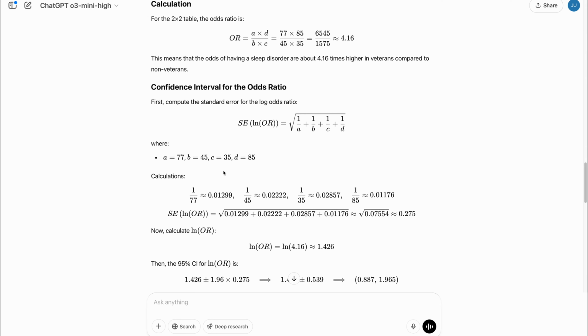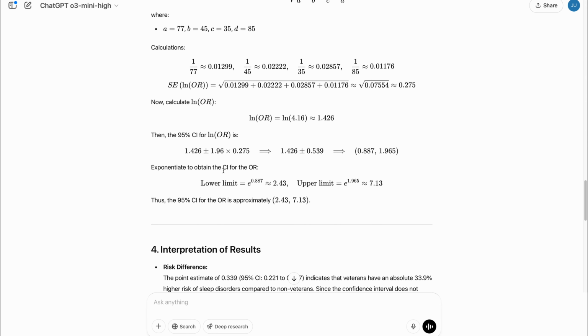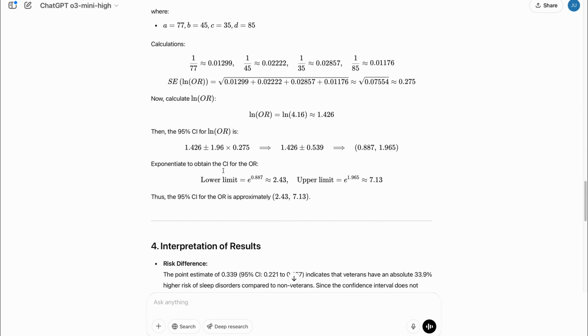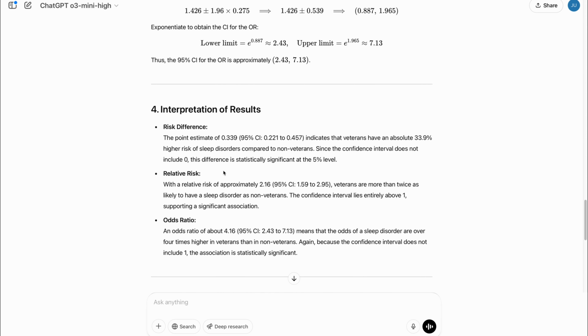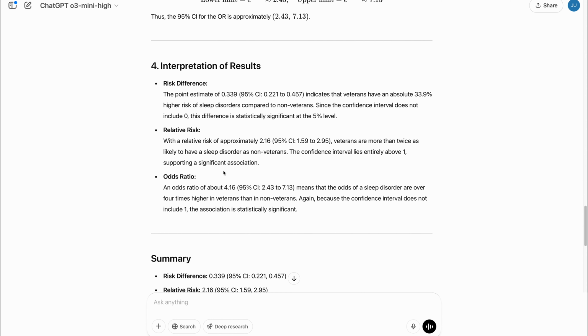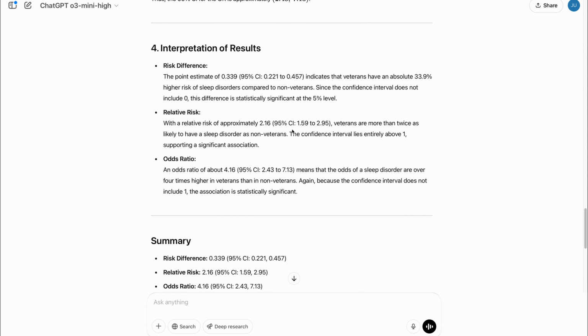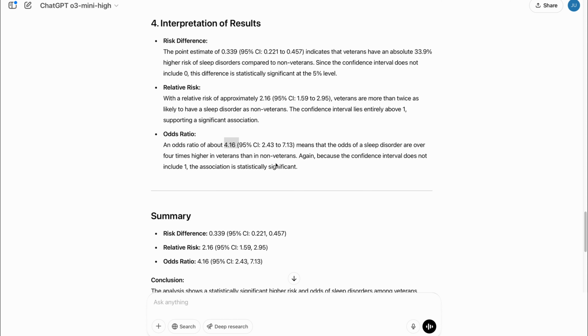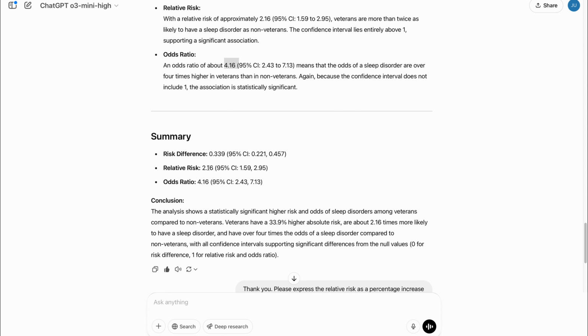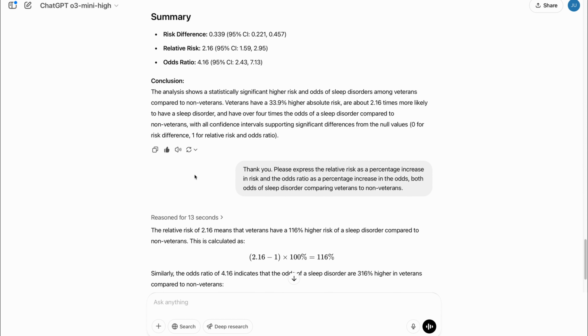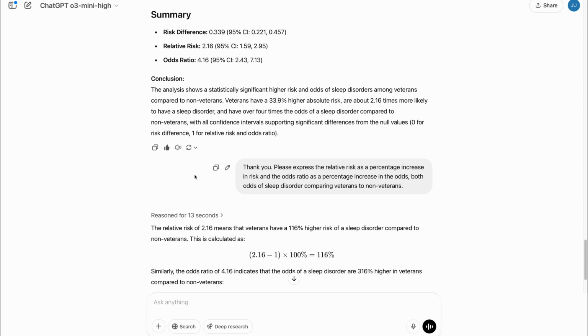It's doing the same for the odds ratio. So you can pause and have a look at it. Everything seems to be the same. And then the interpretation is very nice as well. I really have no issues with the interpretation. You can also have a look at that. And what it does, it just gives us the 2.16 and the 4.16 as far as the difference in the two ratios is concerned. And then I gave an extra prompt, which I didn't do with the other two models.